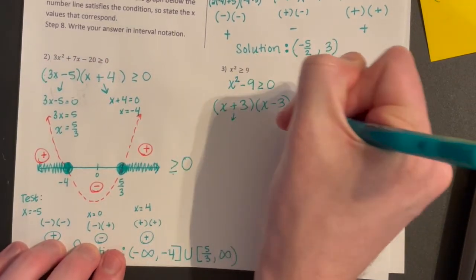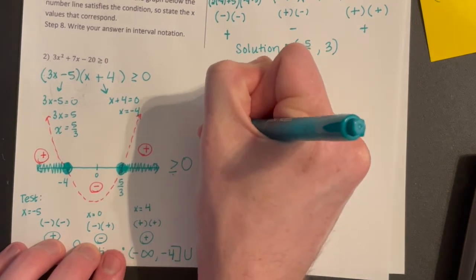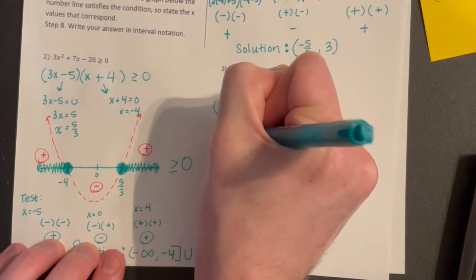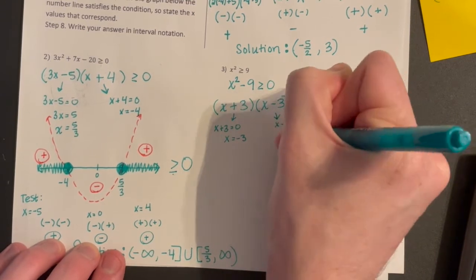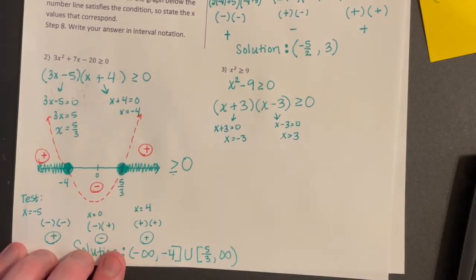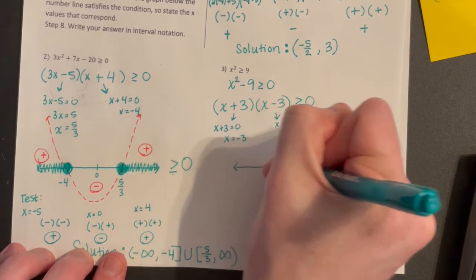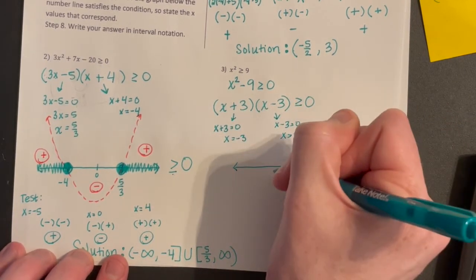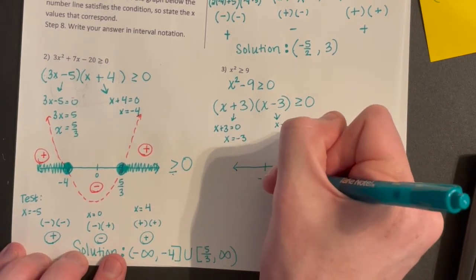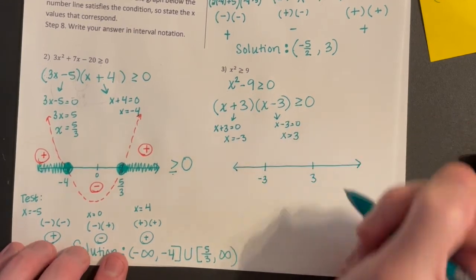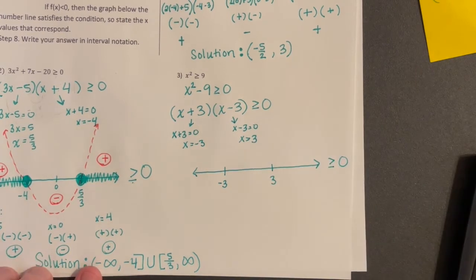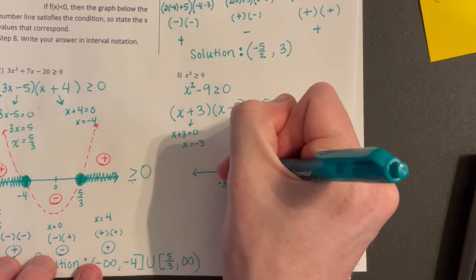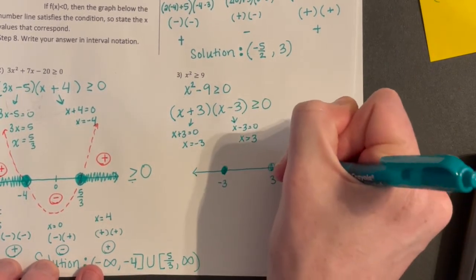Now I have the two x-intercepts to find. That's x equals -3. And this one gives me x equals +3. We've got our two values to test. We're looking for when it's greater than or equal to 0. That means I do get to include those values. I can close in those dots.